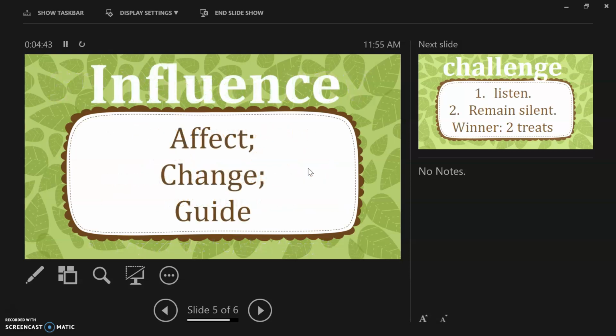the last and final one is influence. When we're talking about someone influencing someone else, talking about someone affecting other people. Affect, change, or guide. I will tell you, and I brought up a good point, with second person, you're not going to see that as often as you do a first or third person.